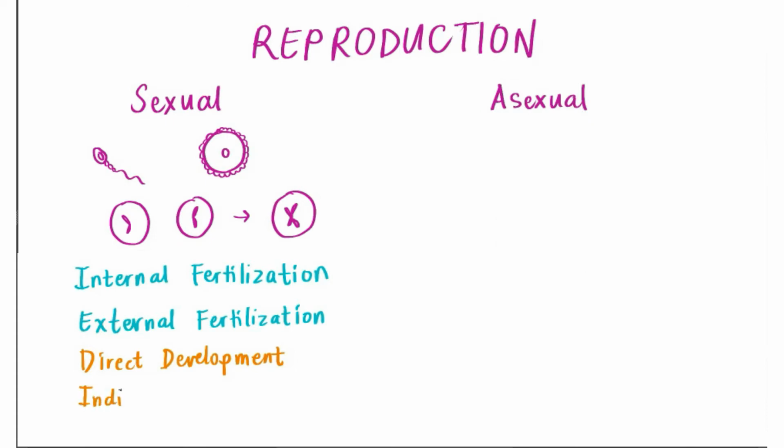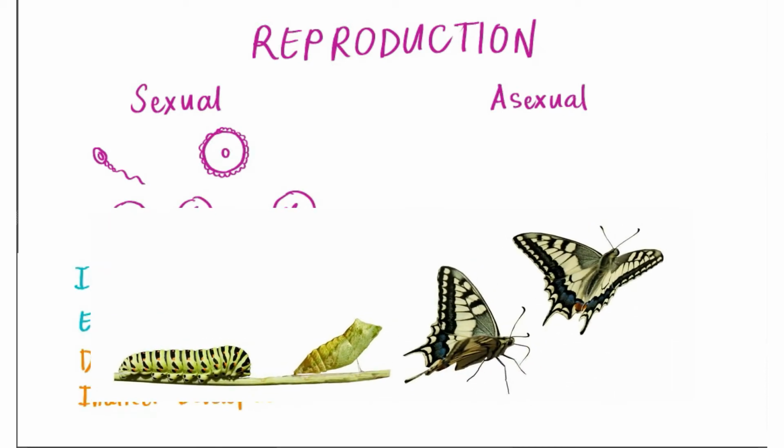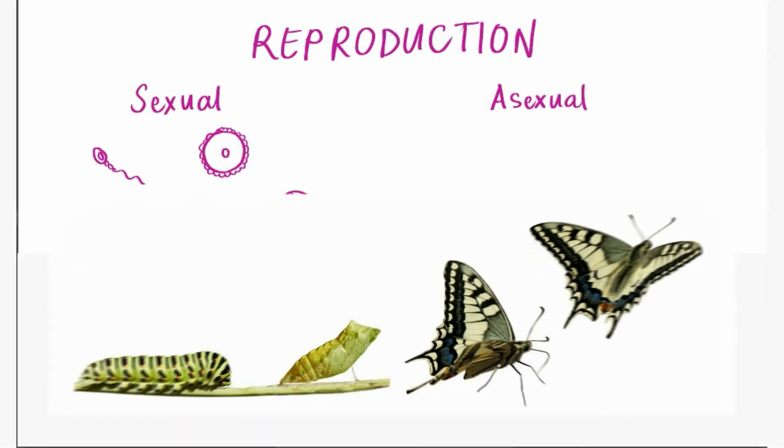Indirect development is when the animal's birth form is different from its mature form. The embryo hatches from an egg in a larval form, then undergoes metamorphosis to achieve the adult stage. This is observed most notably when a caterpillar develops into a butterfly or when a tadpole forms into a mature frog.